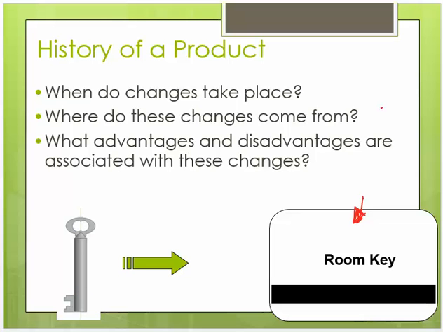Where do changes come from? From industry. Industry dictates, and why does industry dictate? Because the consumer wants something different. What advantages and disadvantages are associated with these changes? Well, that kind of goes along with whatever the product is. Sometimes you have more pollution. Sometimes you have better pollution. As our cars have changed into something such as a Prius, you're going to have less pollution.